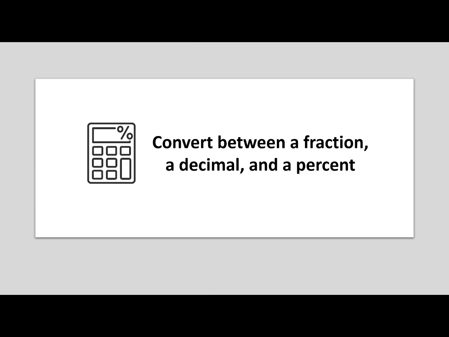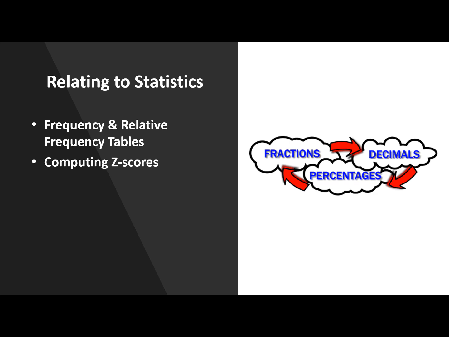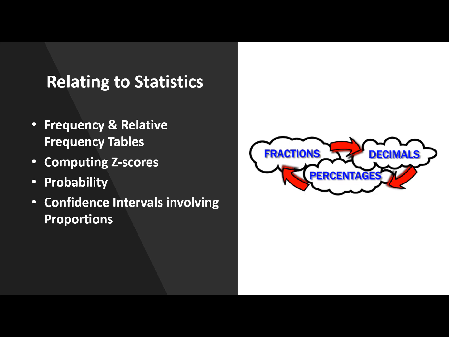Let's begin. Fractions, decimals, and percents relate to statistics in the following topics: frequency and relative frequency tables, when we compute what's called z-scores, the concept of probability. They are used in confidence intervals involving proportions and also involving hypothesis testing.